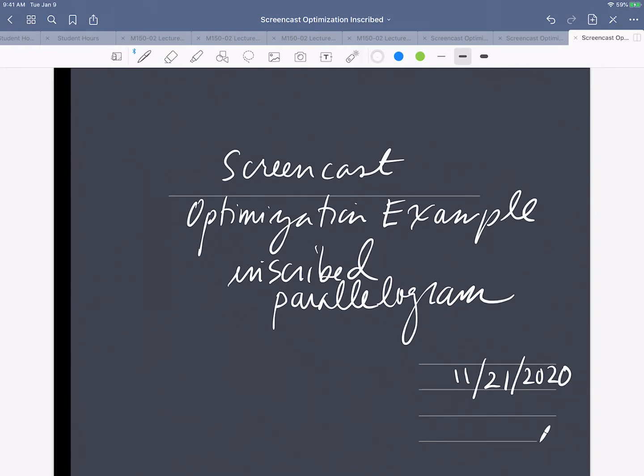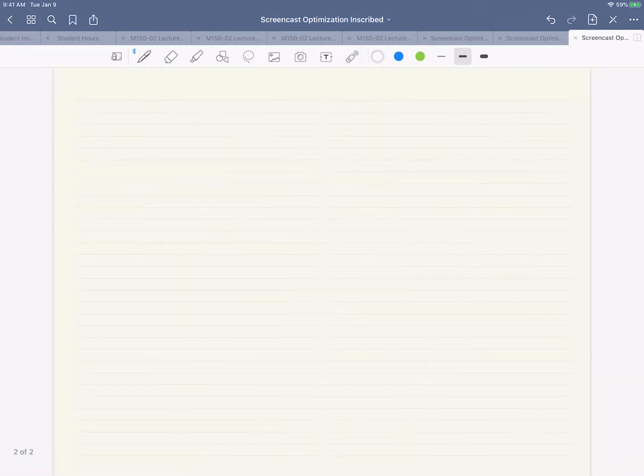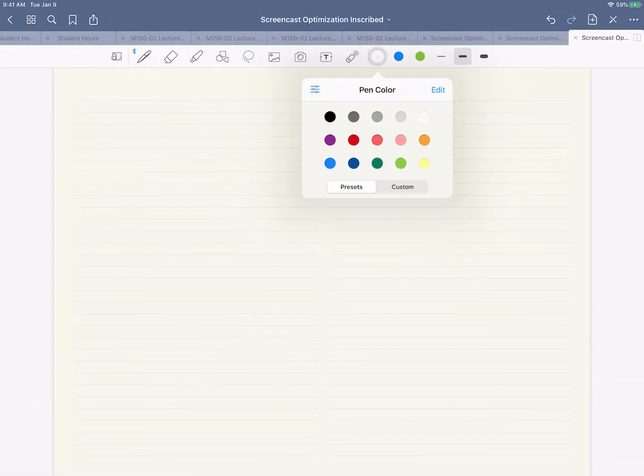Hey, here's another screencast giving an optimization example. I call it inscribed parallelogram. Here's the problem statement.